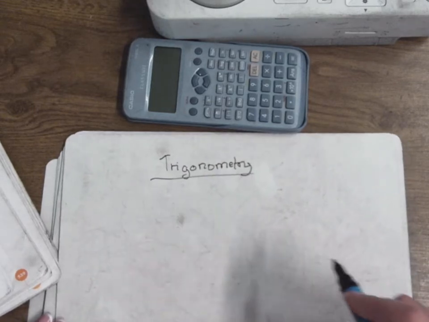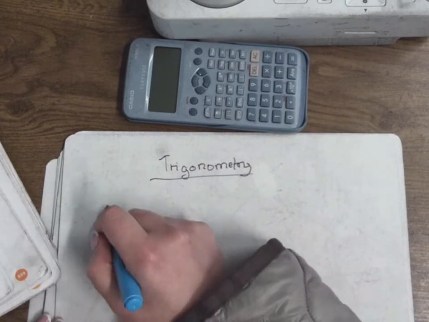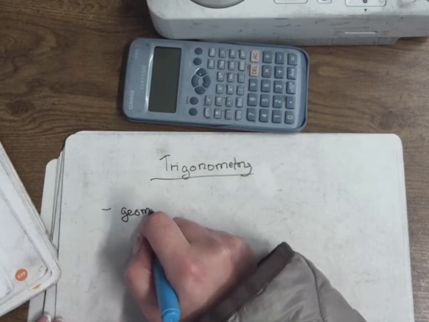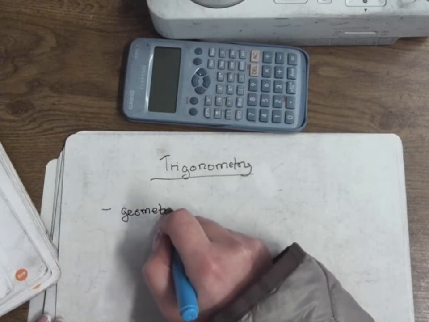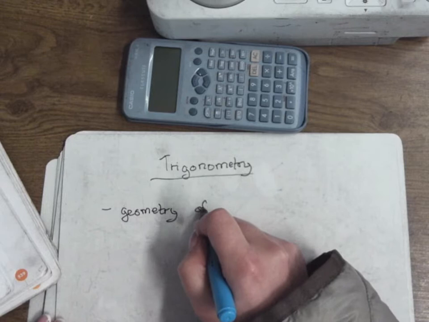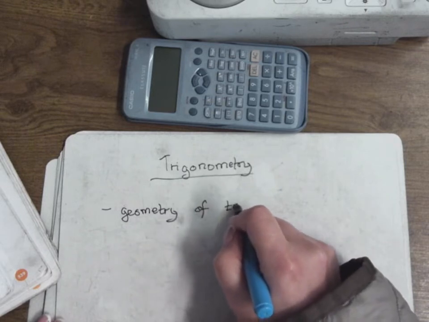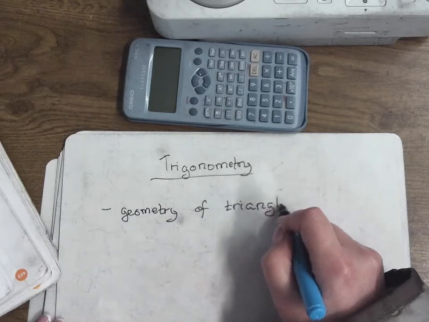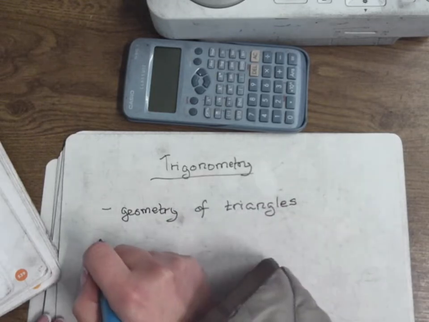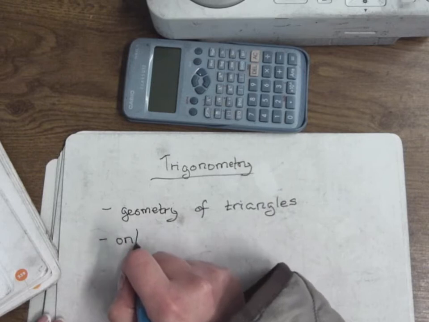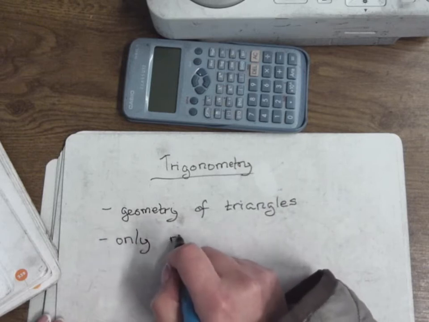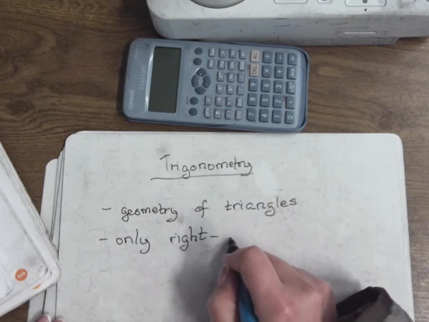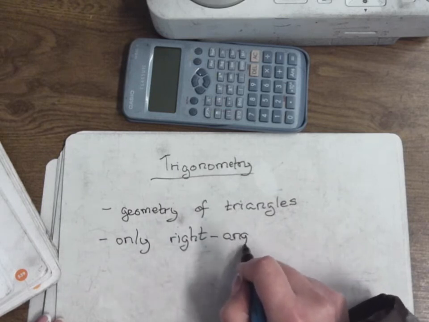Right, okay. So, trigonometry, it's all about the geometry of triangles. Right, and for junior cert, we only have to deal with right angled triangles. So, only right angled triangles for junior cert, okay? When you come to leaving cert, you'll be looking at all types of triangles, but only right angled triangles for junior cert.